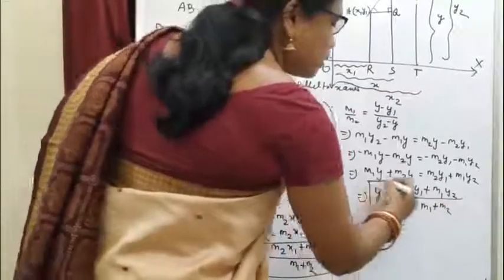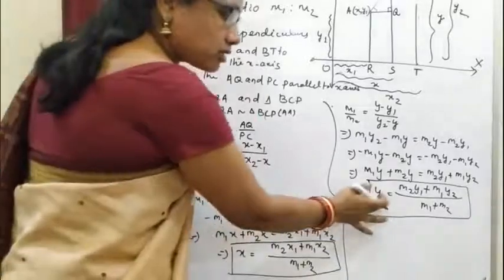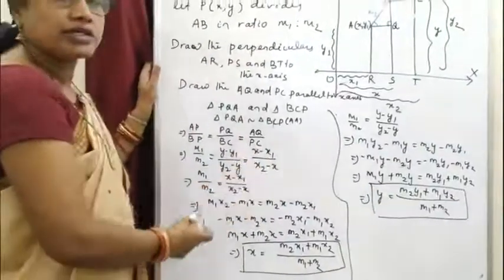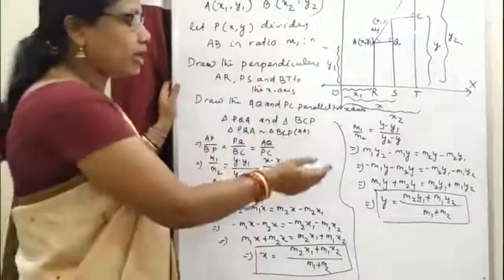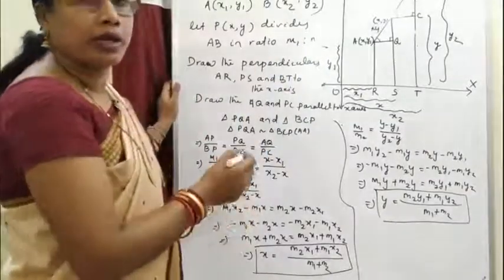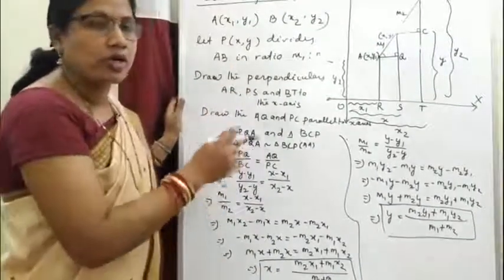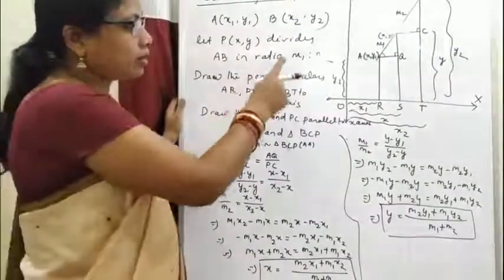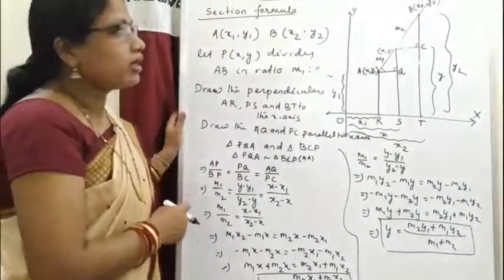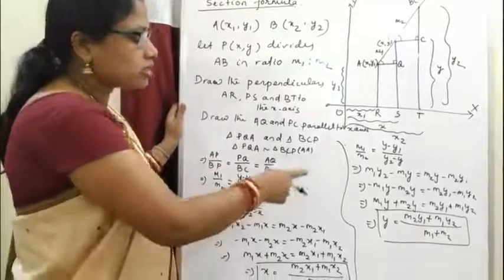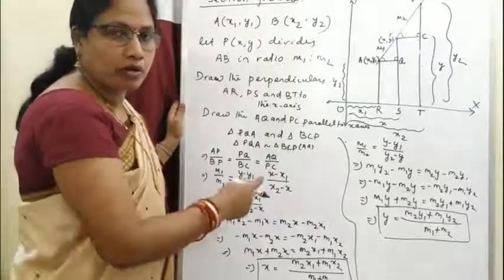So this is the value of x, and this is the value of y. Then what are x and y? x is the x coordinate of point P and y is the y coordinate of point P, which divides the line segment joining the two points A and B. A has the coordinates x1, y1 and B has the coordinates x2, y2. So this is the section formula. We will apply this formula in solving other problems.